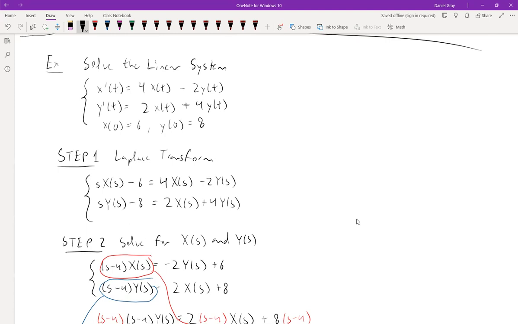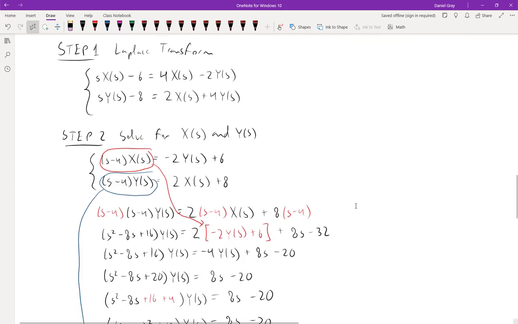Step 1, take the Laplace transform. So it's s x of s minus x of 0. That's how I get the minus 6 there. Down below, it's s y of s minus y of 0. So that's how I get the 8 there. And then on the right-hand side, that's self-explanatory.